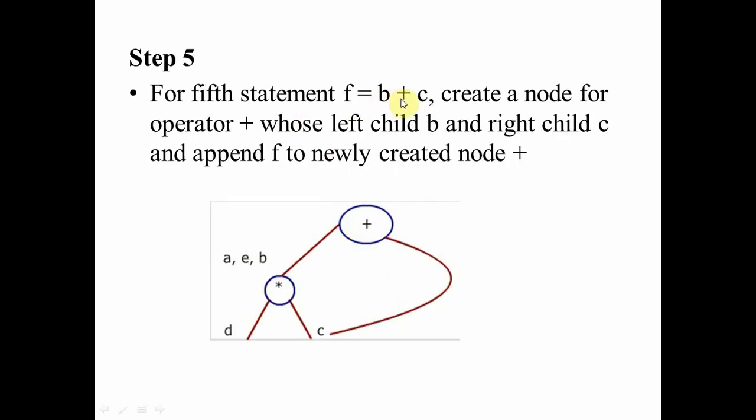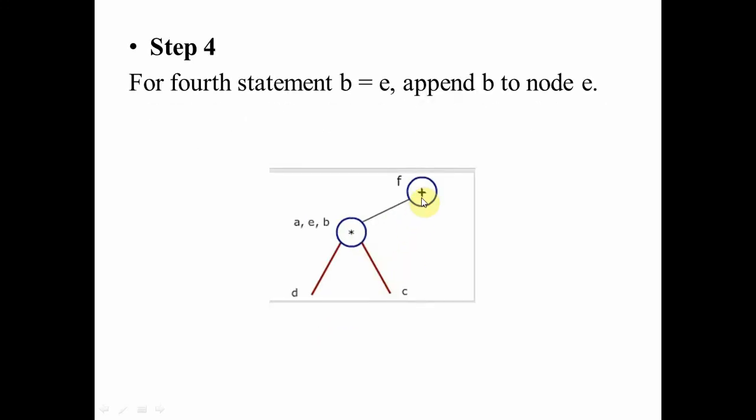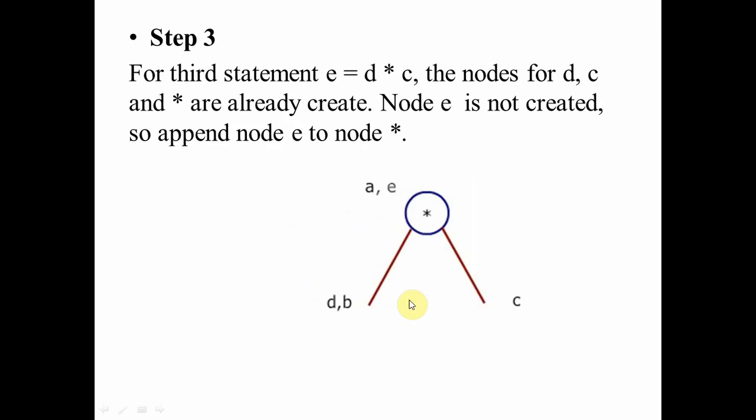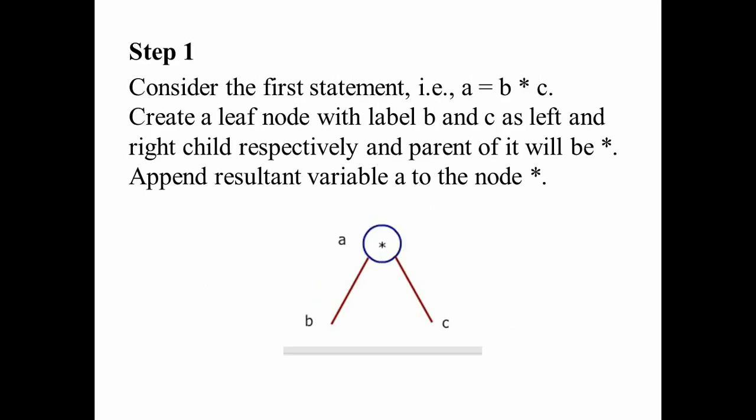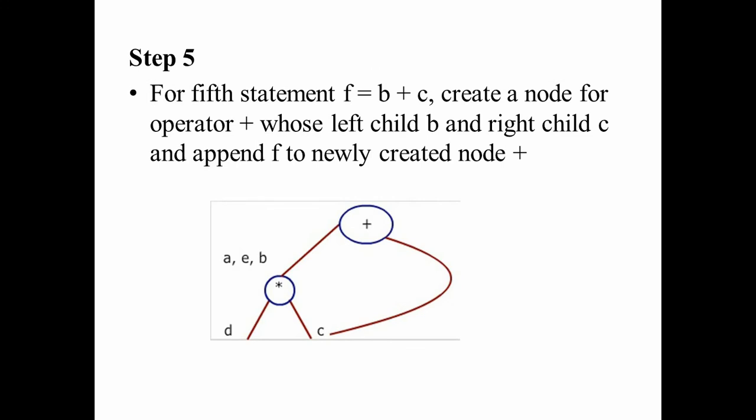Next one is F equal to B plus C. We can create a node for operator plus whose left child is B and right child is C. See, already we have C here. So we are adding an operator plus here, which has left child B and right child C. So we have to create a link from plus to this one. Plus, that is B plus C, can be assigned to F here.